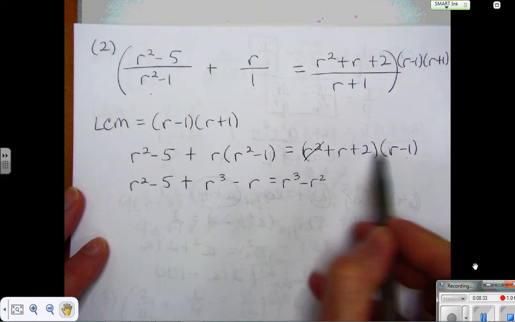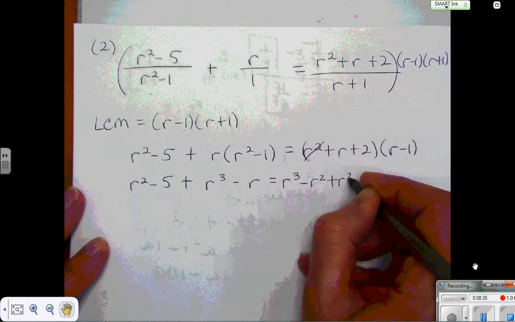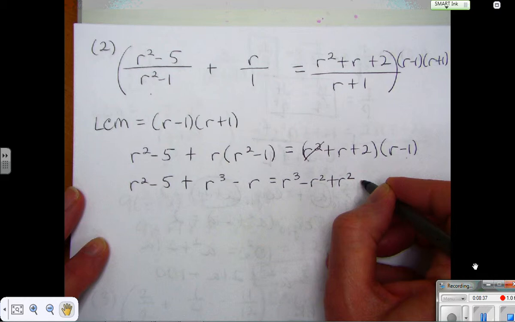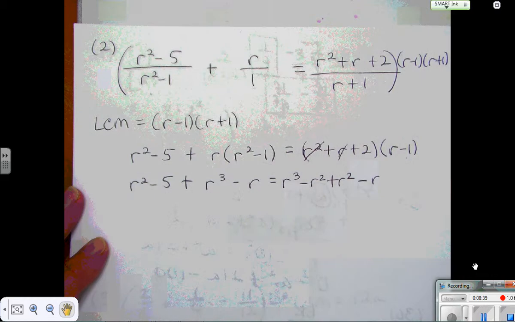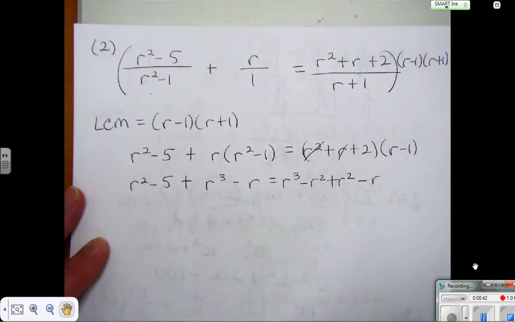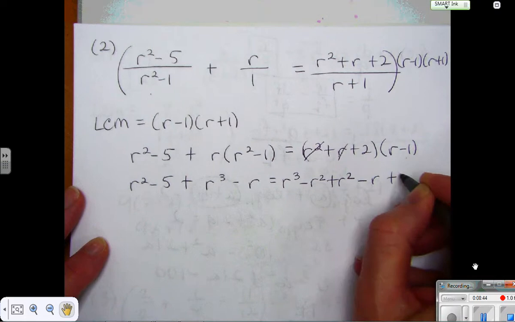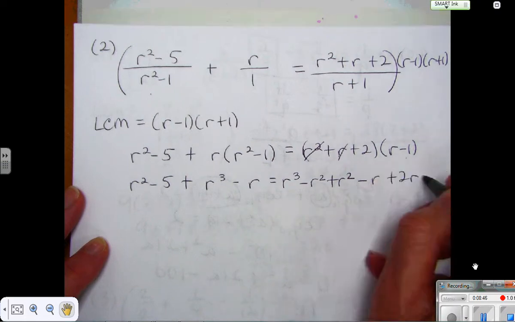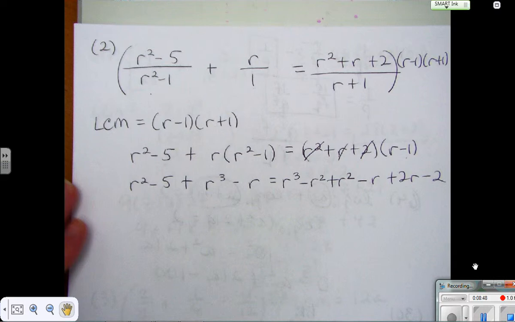R times R is plus R squared. R times negative 1 is negative R. And I'm done with that second term. 2 times R is plus 2R. 2 times negative 1 is minus 2. And we're done with that one.